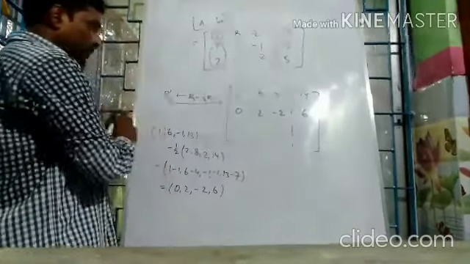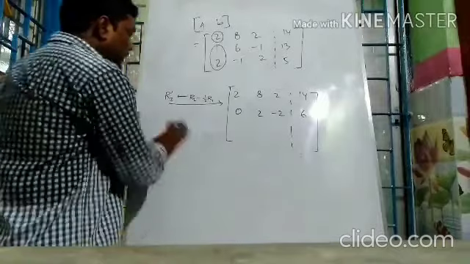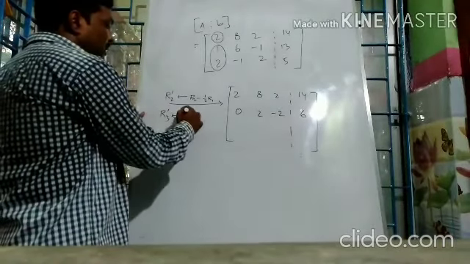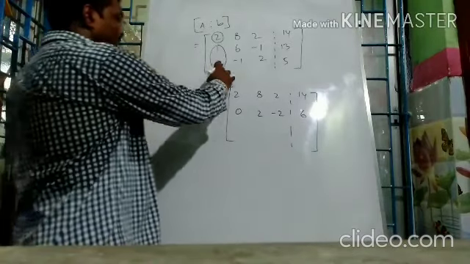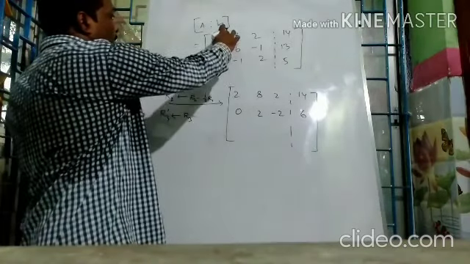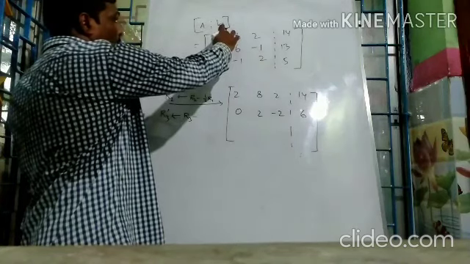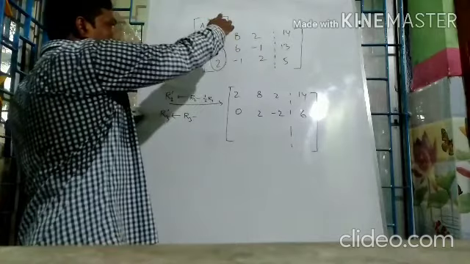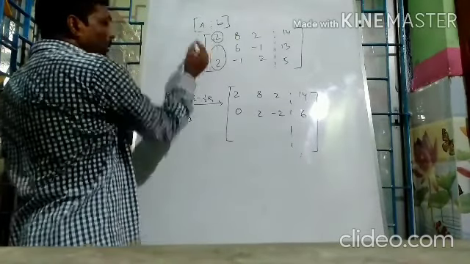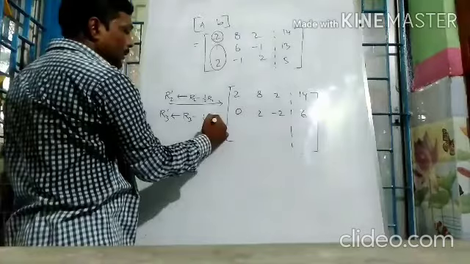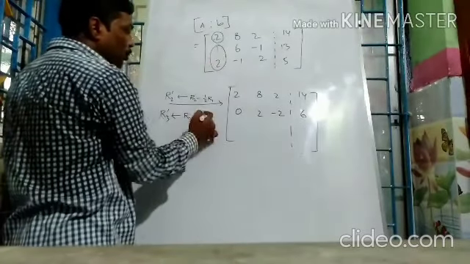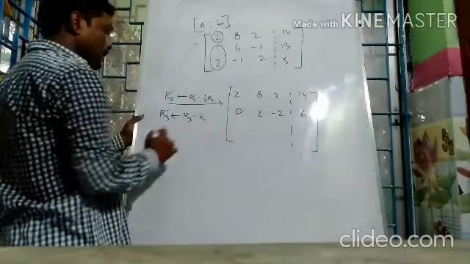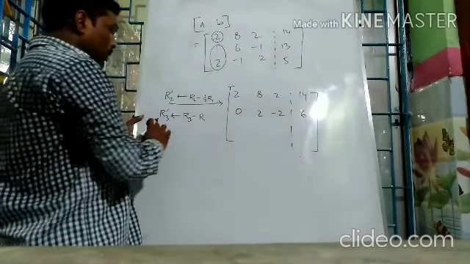Okay. Next for R3, reduced R3 is R3 minus, so divide the first row by 2, that is 1 by 2 R1, then multiply by this 2, so 2 by 2 is 1. That is actually R3 minus R1. So reduced R3 is R3 minus R1.